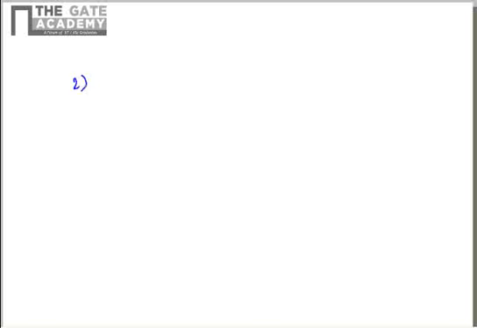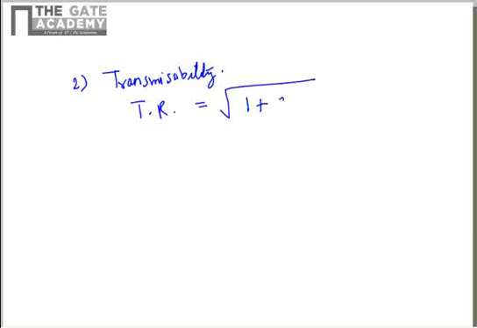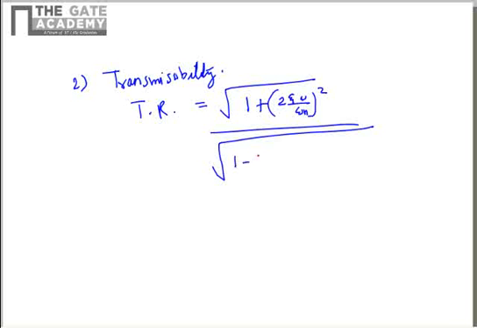Now coming to the second part, it was asked to calculate the transmissibility of the system. For transmissibility, we have the equation that the transmissibility ratio is equal to square root of 1 plus 2z omega by omega n whole square, divided by square root of the same thing that we get in the denominator for displacement, 1 minus omega by omega n square whole square plus 4z square omega by omega n whole square.